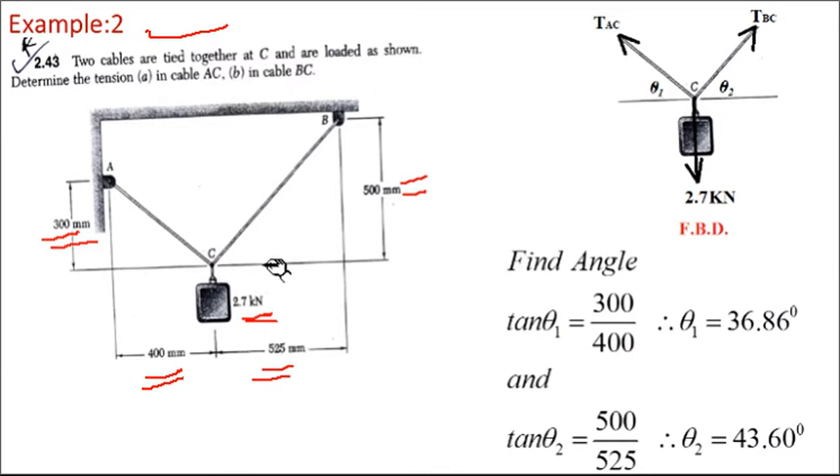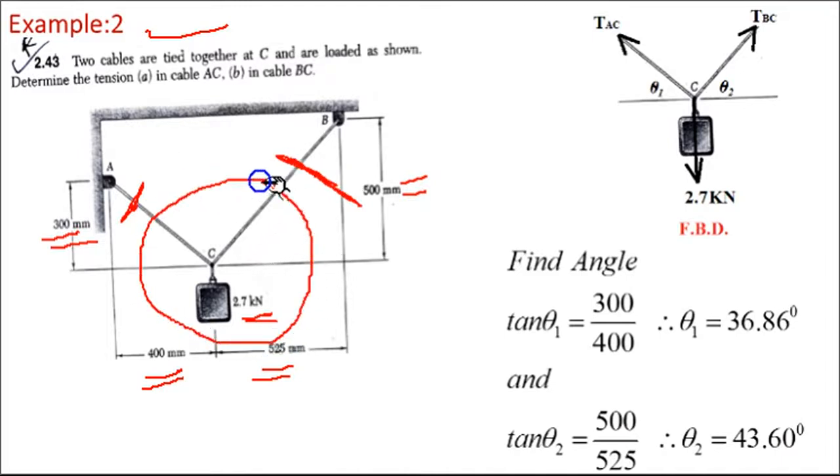Now in equilibrium, our first step is the free body diagram. Draw the free body diagram. How to draw a free body diagram? What is a free body diagram? You have to separate the diagram from the support. So you have to cut here, you have to cut here, okay? And now you will obtain this particular diagram as a free body diagram.